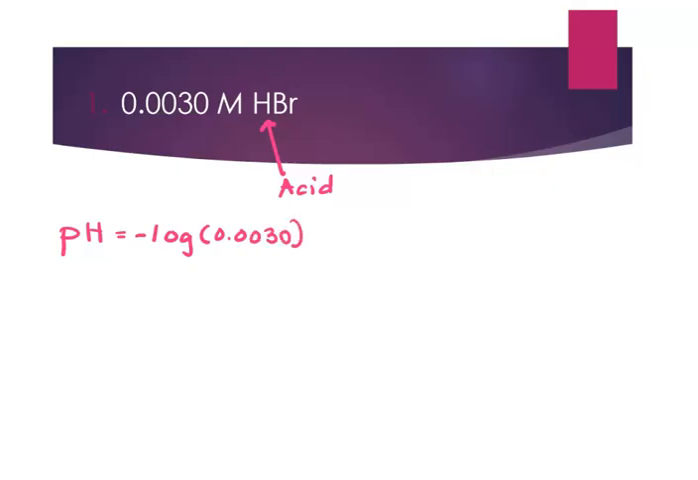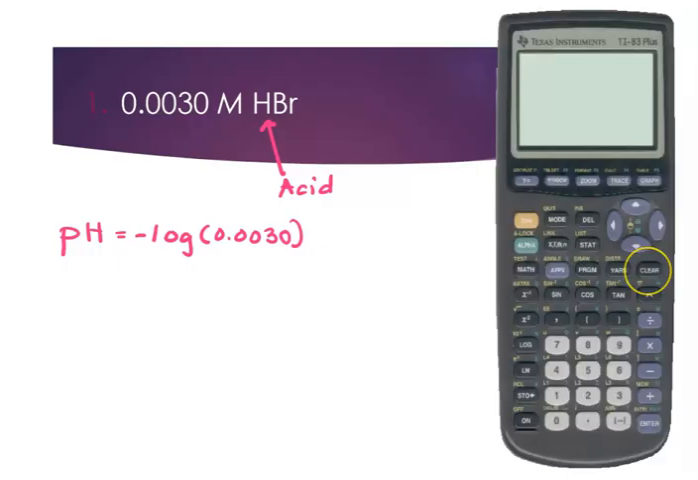0.0030. All right, since we haven't done log before, I'm going to show you how to do that on the calculator. On your calculator, you're going to always do the negative first. You always want to make sure you use the negative sign and not the minus sign. If you use the minus sign, then it will give you an error and it will not give you the answer. So we're going to do negative.